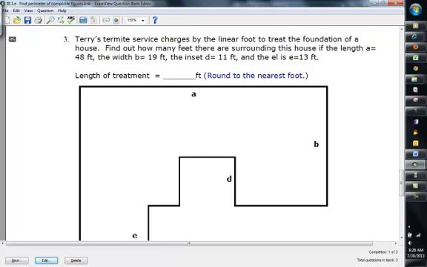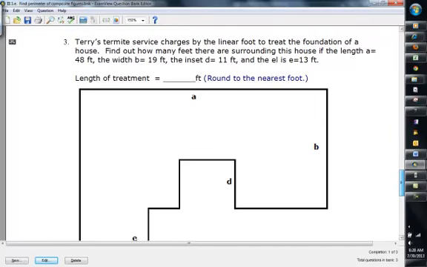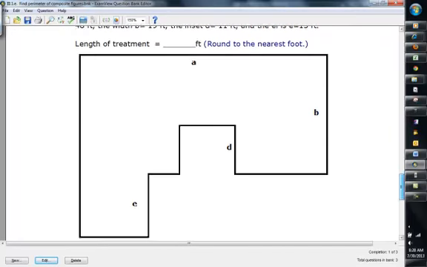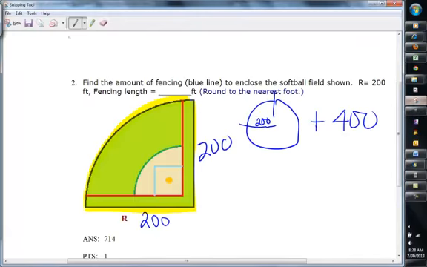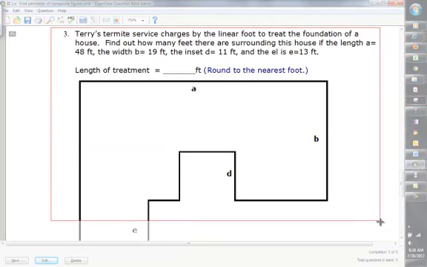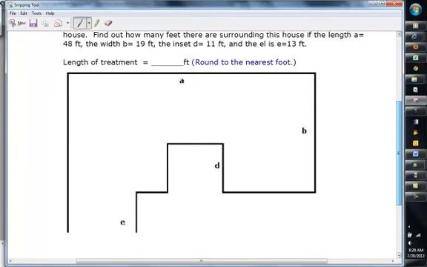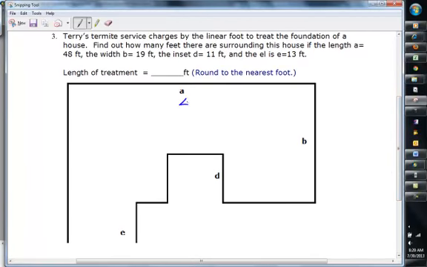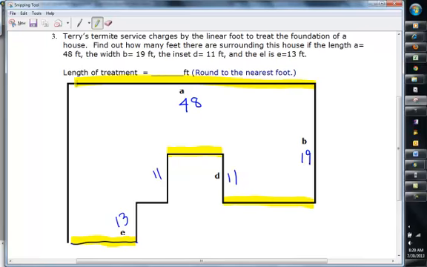Terry's termite service charges by the linear foot to treat around the foundation of the house. Find how many feet surrounding this house. Okay, so we've got to get the house size here. We've got the length is 48, the width B is 19, this is 11, and the LE is 13 feet. This part here is also 11 feet, and altogether this section and this section and this section add up to the 48 feet that's along this section.